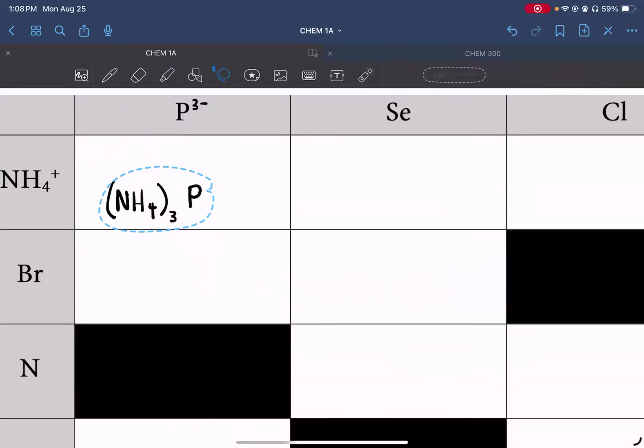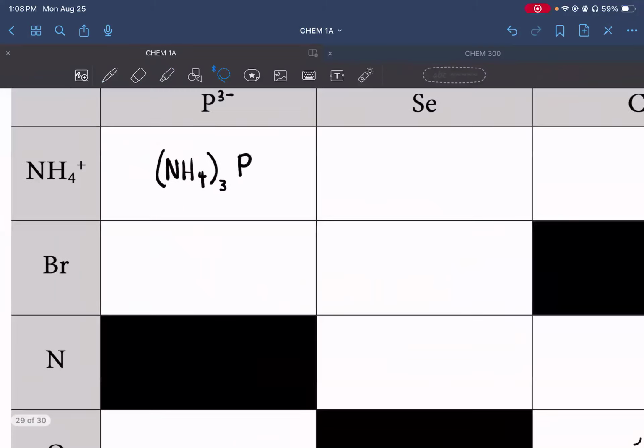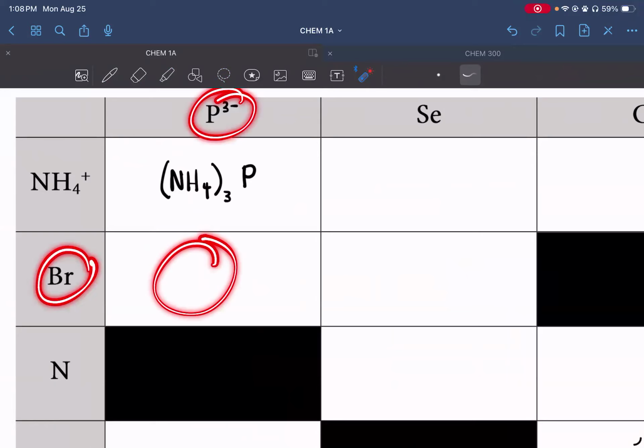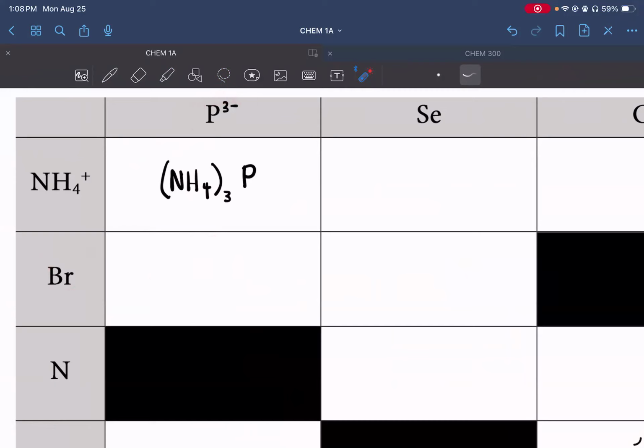All right. That's that formula right there. Let's try the bottom cell right here, P3 minus and Br. We know phosphorus is in group 15, so it's 3 minus. Bromine is in group 17, so it's -1.